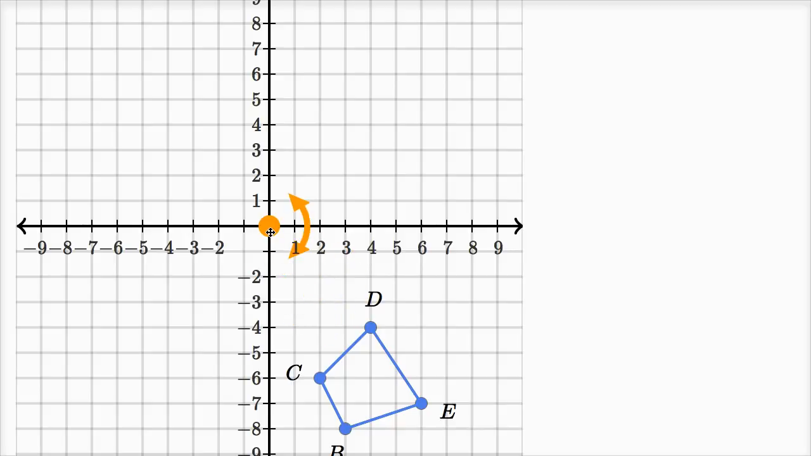I could rotate around the origin. I could do something like that. And notice it's a different rotation now. It's a different rotation. I could rotate around any point.